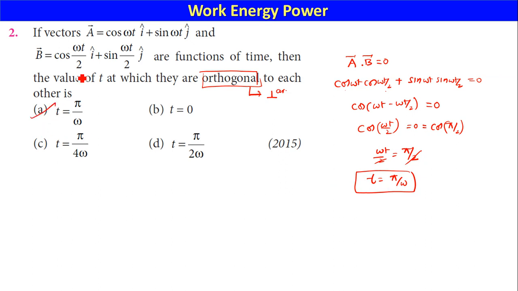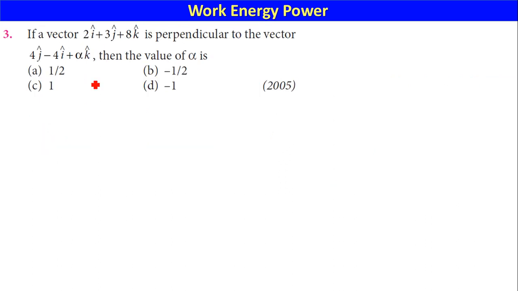Alright, next one. If a vector is given perpendicular to this vector, then what is the value of alpha? Actually here you have to be very careful. Just to confuse you, he has given the j cap term first, next the i cap term. So you have to be very careful, otherwise you will get the wrong answer.